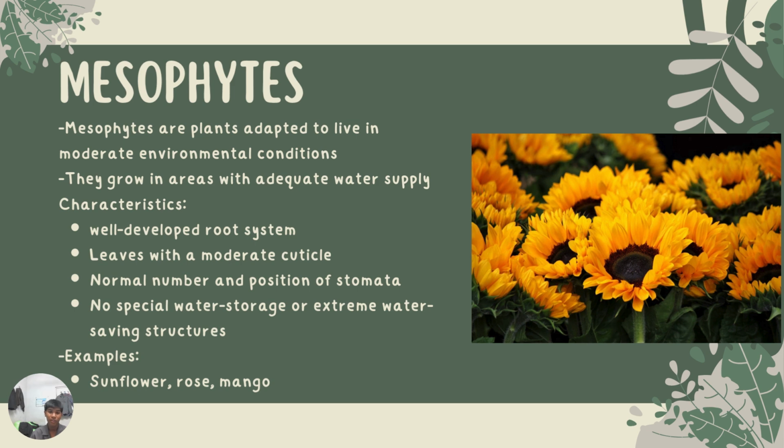The next one is mesophytes. Mesophytes are plants adapted to live in moderate environmental conditions. They grow in areas with adequate water supply. The adaptations are a well-developed root system, leaves with moderate cuticle, normal number and position of stomata, and no special water storage or extreme water-saving structures. For example, sunflower, rose, and mango.